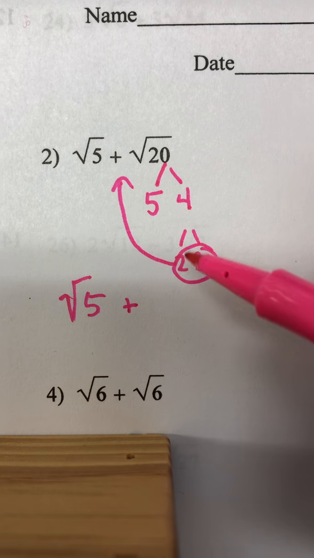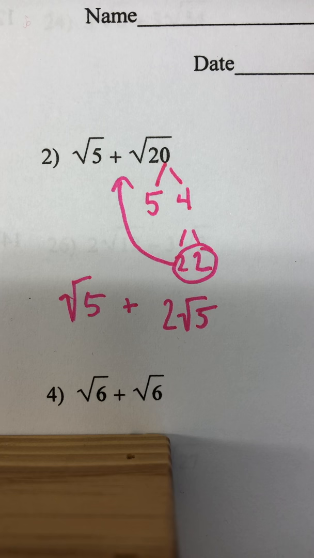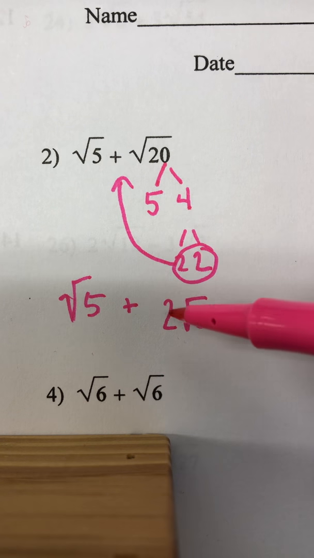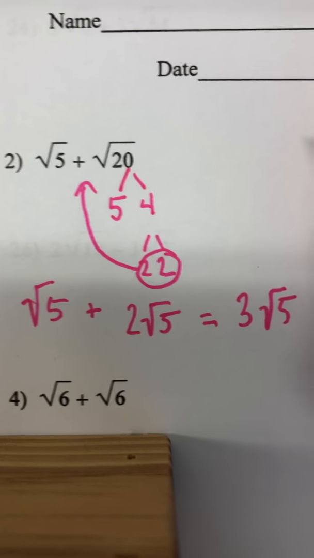Radical 5 plus 2 radical 5. Now again, we're just adding the outsides together. So we're gonna get 3 radical 5.